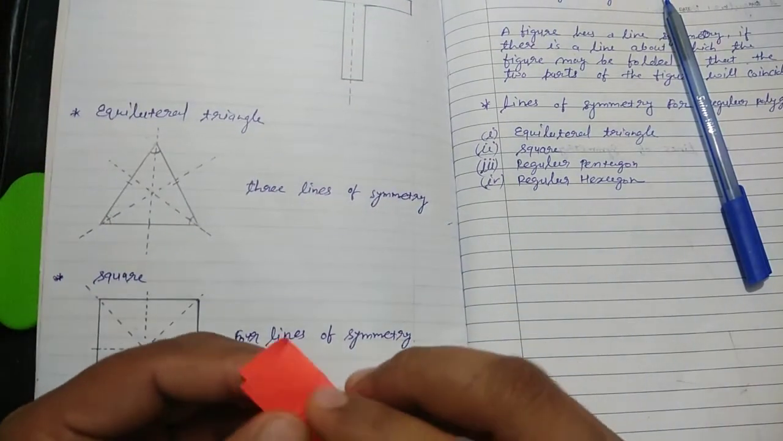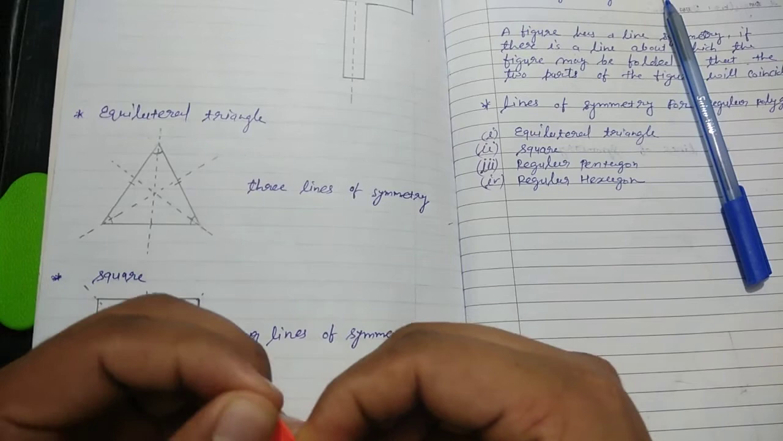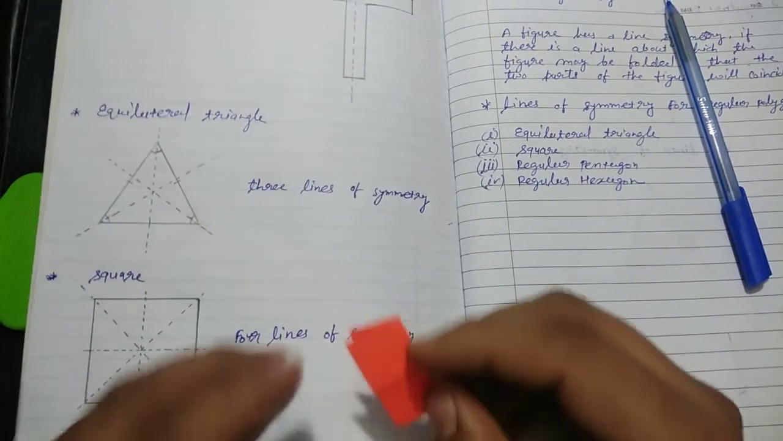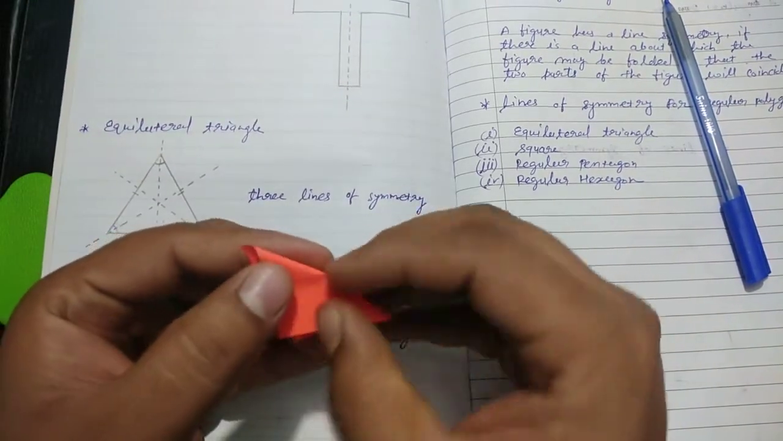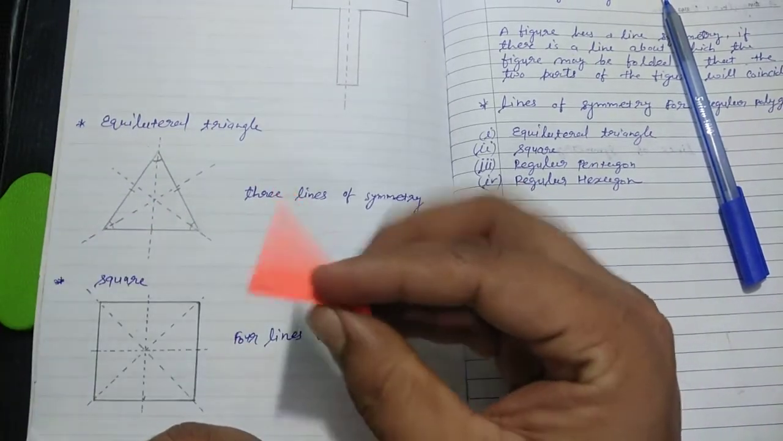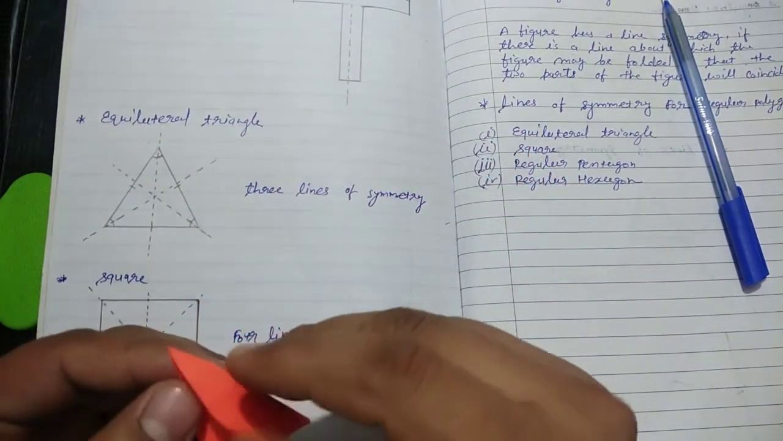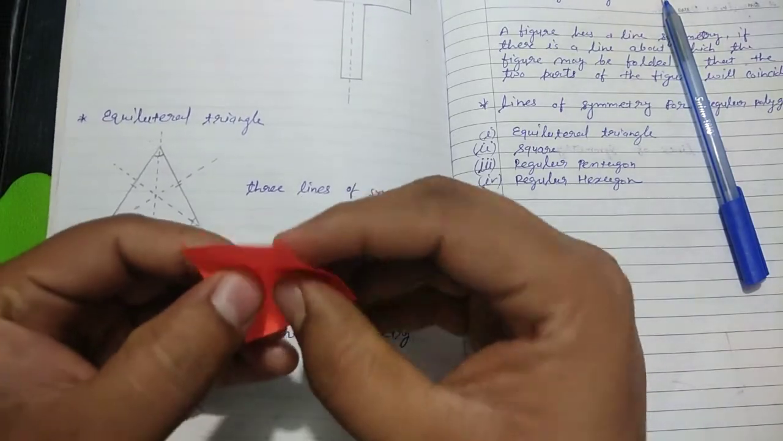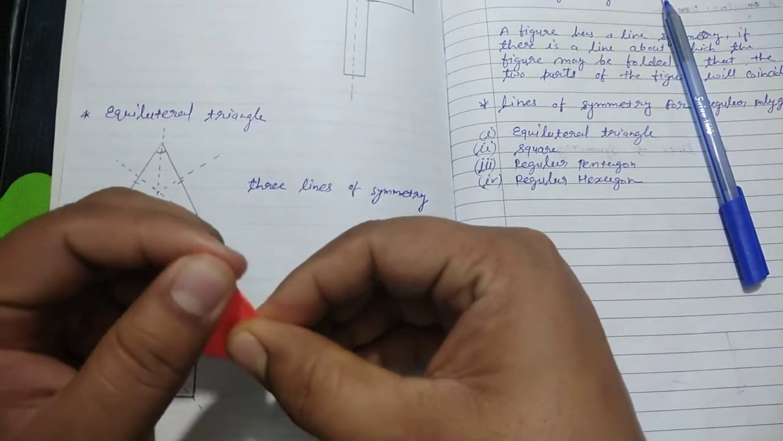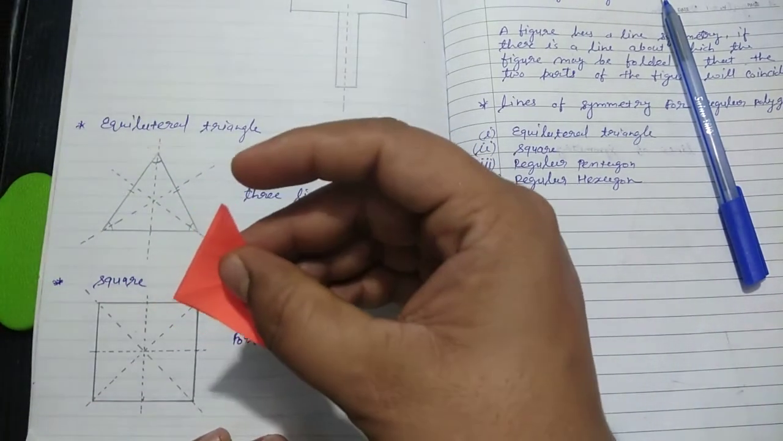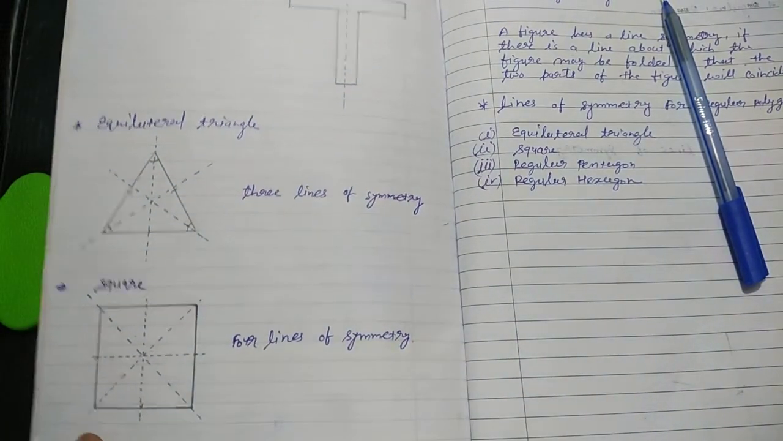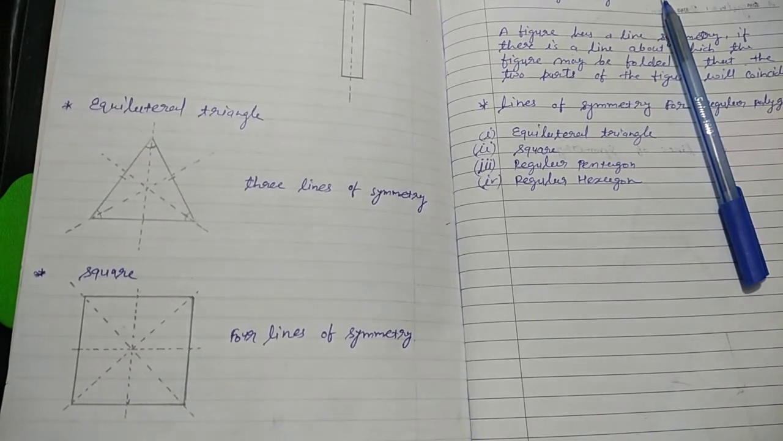Then I'm folding this way. Again, it perfectly coincides. So it is another line of symmetry. Now I'm folding diagonally. Again, it perfectly coincides. So this is the third line of symmetry, and with the other diagonal, I am folding. It again perfectly coincides. This is another line of symmetry. So in a square there are 4 lines of symmetry.